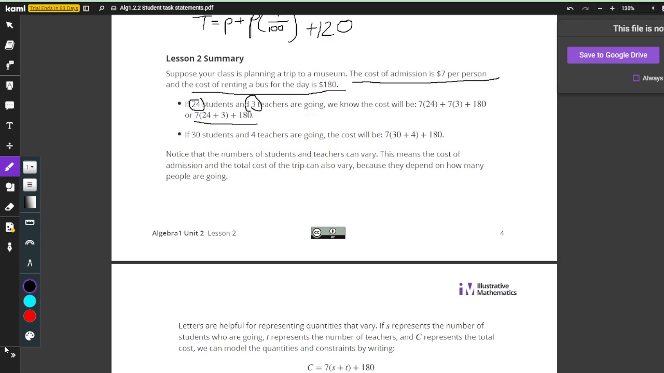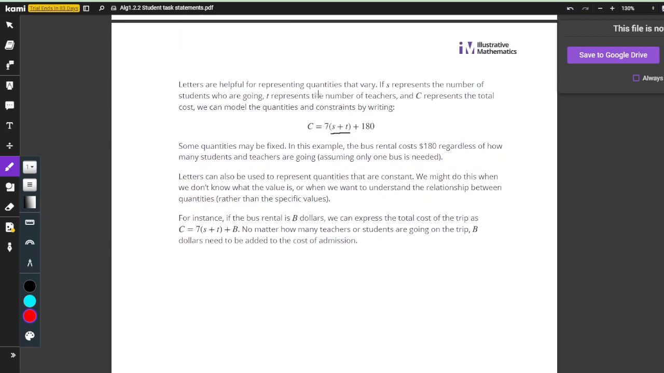Now, the biggest thing is we talked about this with the pizza party. Those two values, I'm going to circle them in red. These two values are subject to change. Why? Because people could be absent. Okay? Because people are absent, we don't know for sure if it's 24 and 3. And that's why when we simplify this, instead of 24 plus 3, we just change it to S and T.